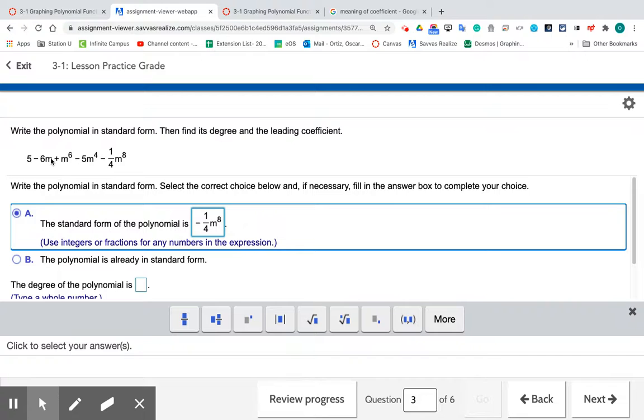And then the next one, I said that wrong the last time, but it's going to be plus. So right here, plus m to the 6th power, move to the right, then minus 5m to the 4th power to the right, and minus 6m, and last it's going to be 5.